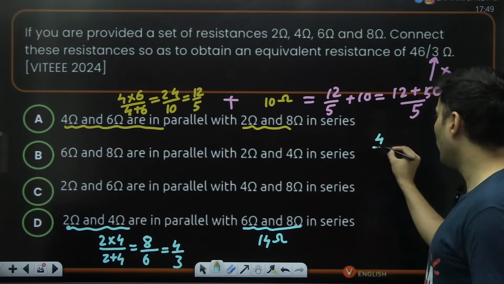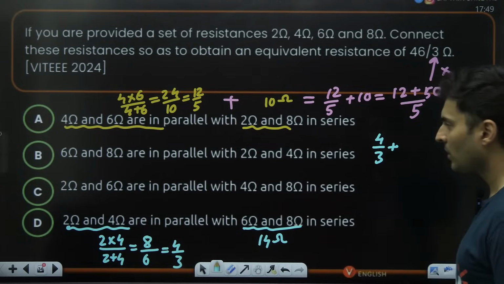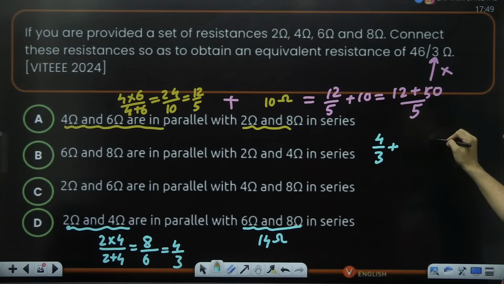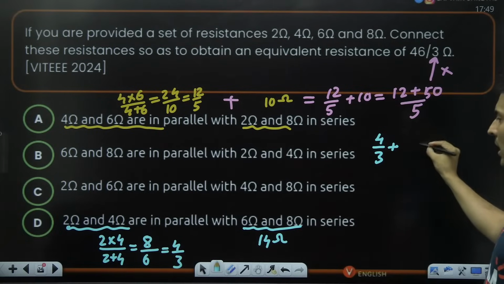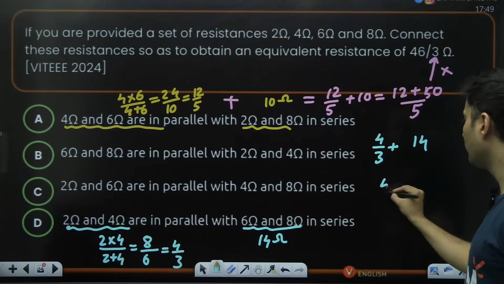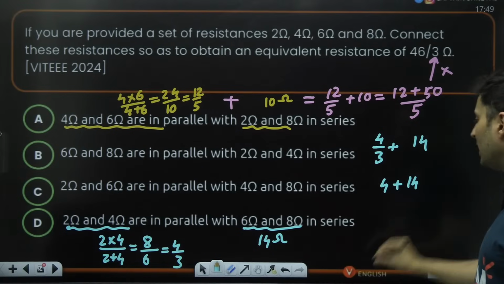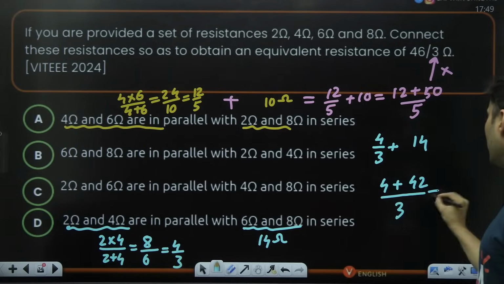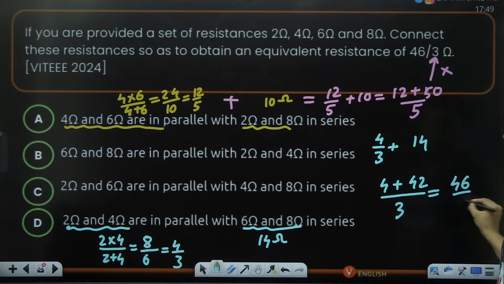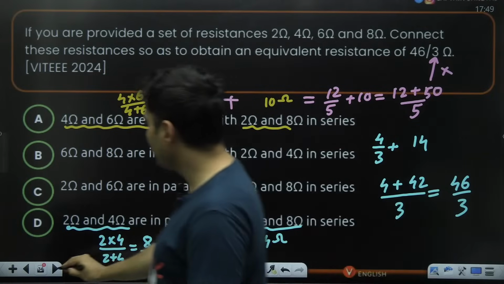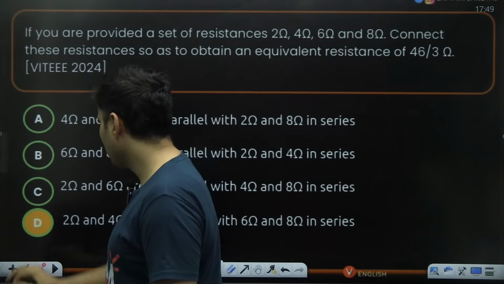So 4 by 3 is in parallel with the 6 and 8 ohm in series. Connect these resistors, plus 14, guys. Yes, just check this out. 4 plus 14 multiplied by 3, which is nothing but 42 divided by 3. So this is nothing but 46 divided by 3. Exactly what we wanted. Perfect. So D is the correct option.